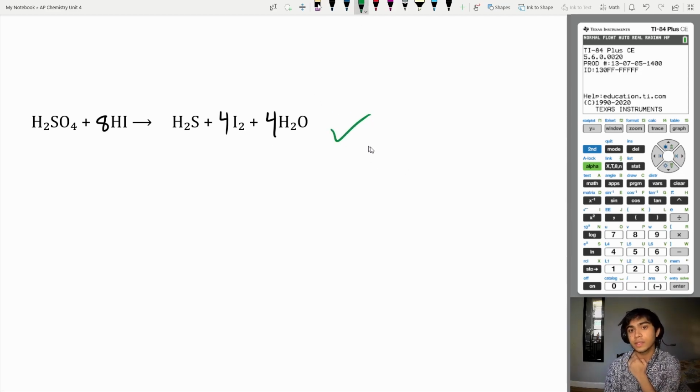Sometimes you're just going to have to go back and forth, sometimes it's really easy, but you should always remember that you should start with your elements that occur only once on each side of the chemical equation. That'll help you narrow down your steps, and it'll seem less like guess and check and more like a chasing game until you finally get your balanced equation.